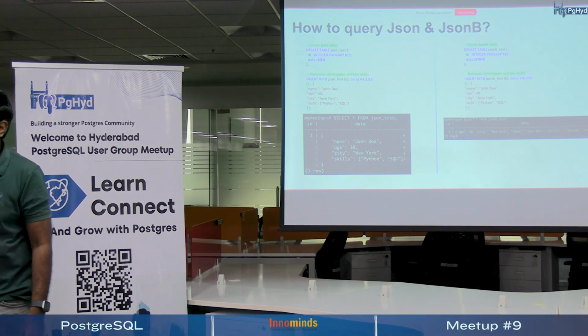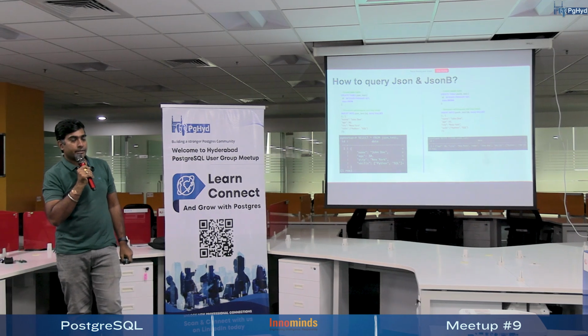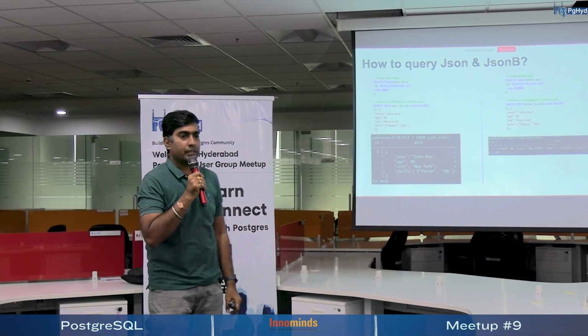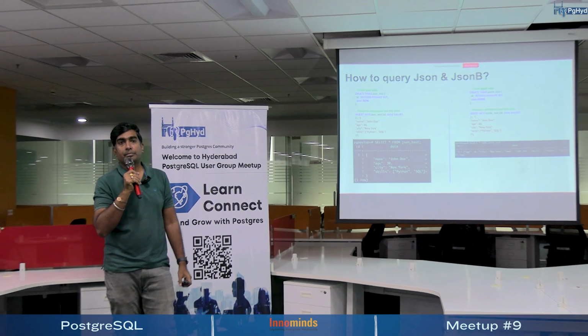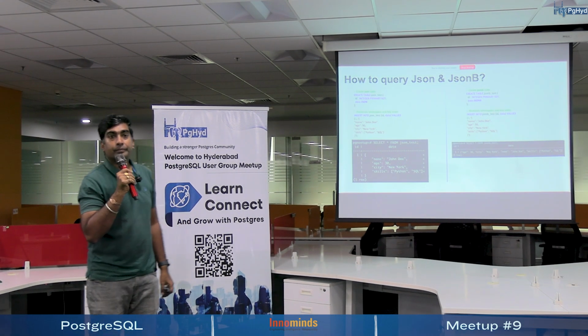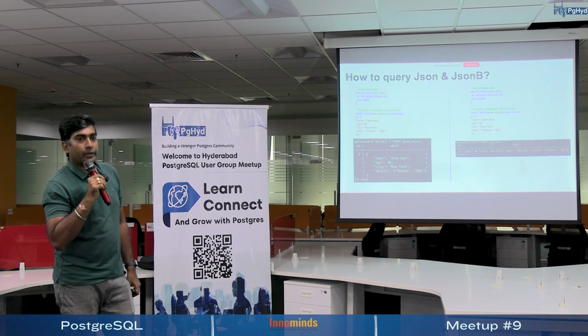Yeah, we have the column level hard limit, that is 1 GB, if I am not wrong. I think for JSON it is 1 GB, but for JSONB it is 256 MB or something. Okay, 1 GB.